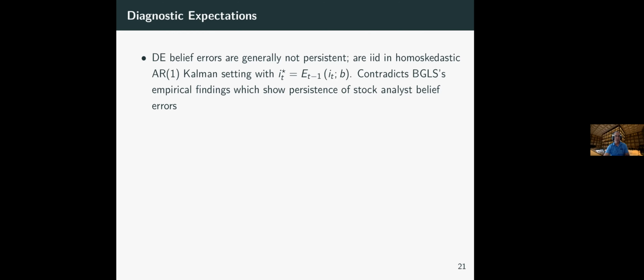Whereas EL naturally generates persistence of the belief errors, where that persistence is endogenous. There's no extra persistence parameter. The only parameters are the actual DGP and the single theta distortion parameter, and you can solve endogenously for what is the persistence of belief errors.